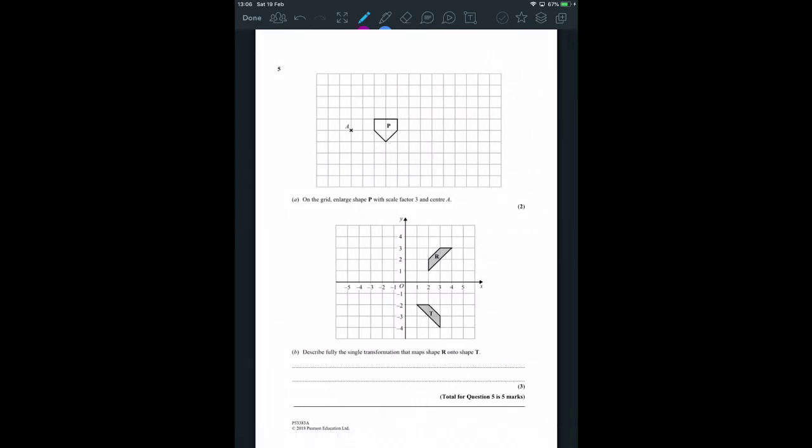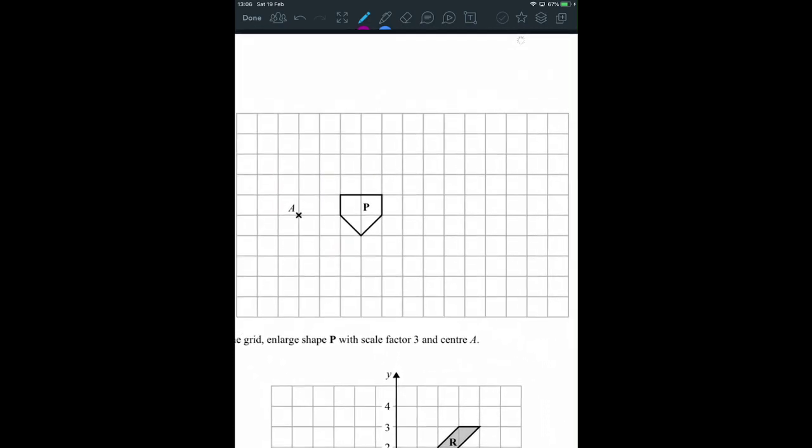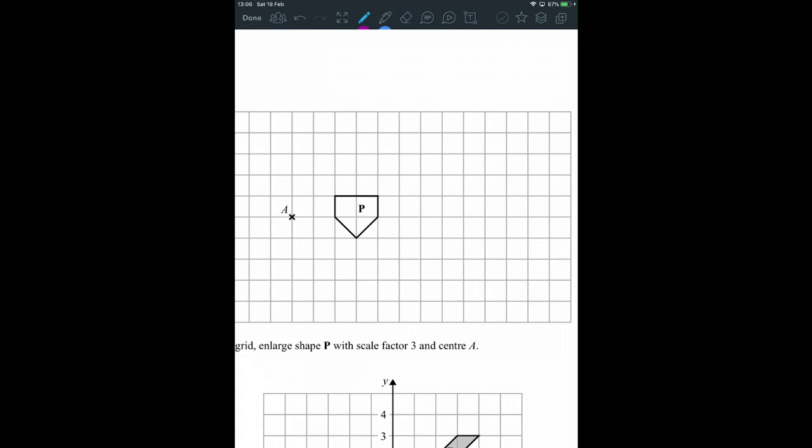Question 5 are transformations. On the grid, we're going to enlarge P with scale factor 3 and center A. Well, the center means we have to always start counting from there. So I'm going to go up to this top left corner first. I went 1 up and 2 across. Scale factor 3 means I need to go 3 up and 6 across. So my new top left corner ends up being there.